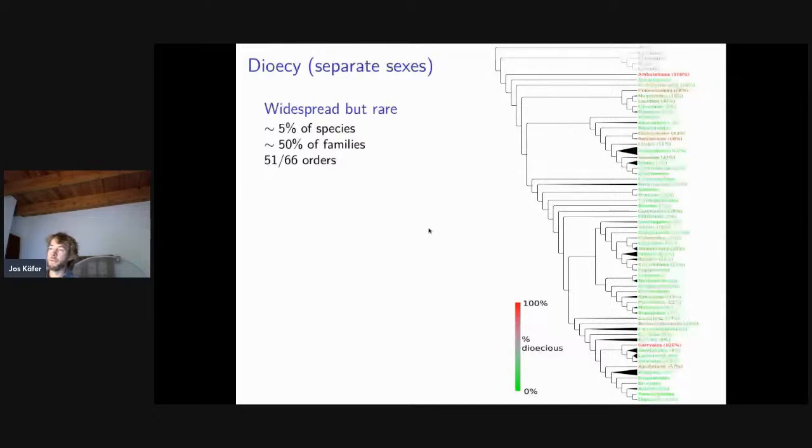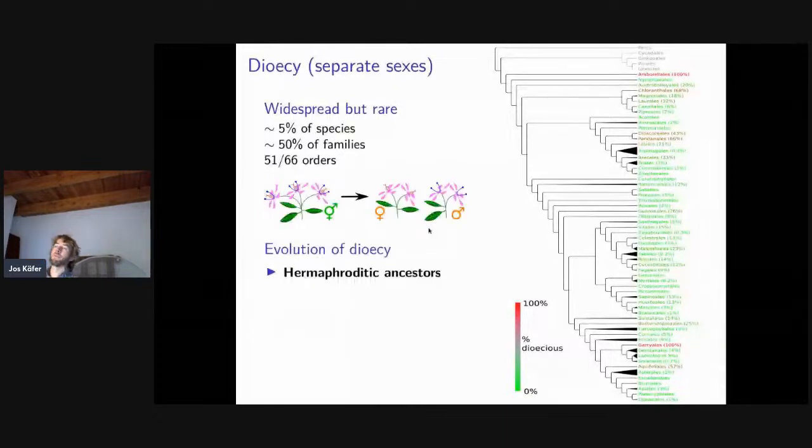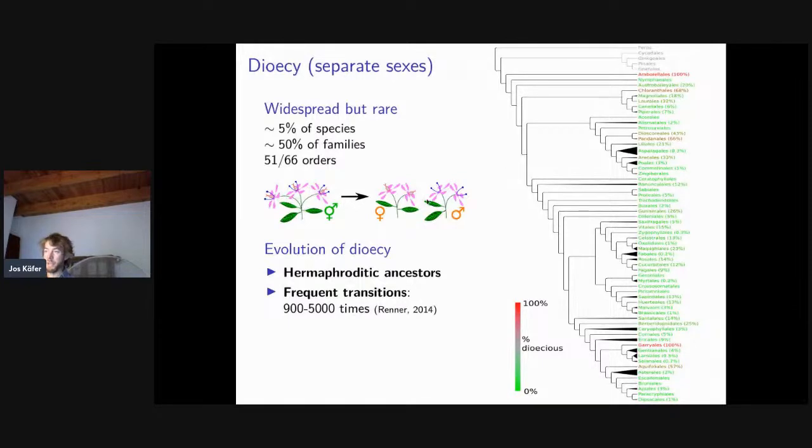So dioecy evolved from hermaphroditic ancestors. Even Darwin made this hypothesis already. There are frequent transitions from hermaphroditism to dioecy, and Suzanne Renner estimated it happened 900 to 5,000 times independently in the evolution of flowering plants. And the transitions are also recent.